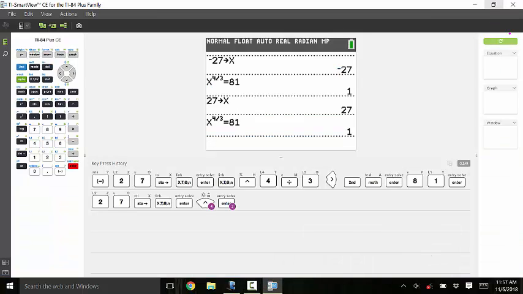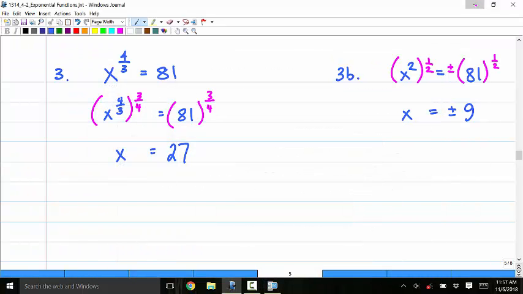Looking on the calculator, the question was asked, why do you not put plus or minus? And on this one you do. And why do you? Because you're taking a fourth root. Anytime you take an even root, you have to put plus or minus on the right-hand side. That's the rule. So on the right here, you should have written plus or minus right here. So your answer is going to be x equals plus or minus 27.